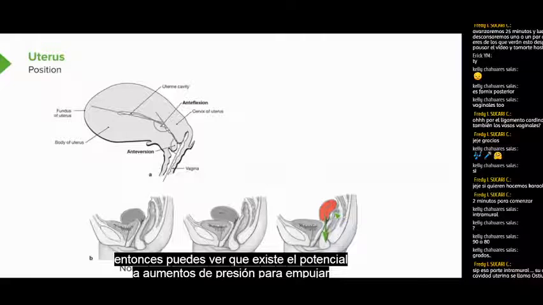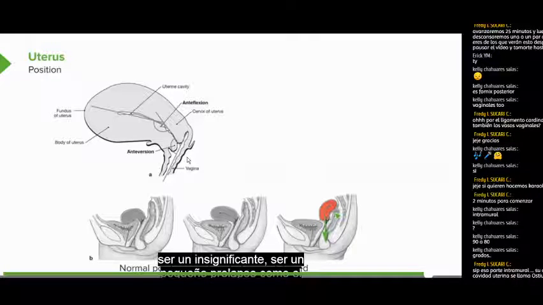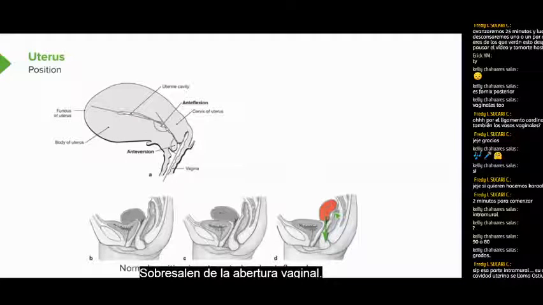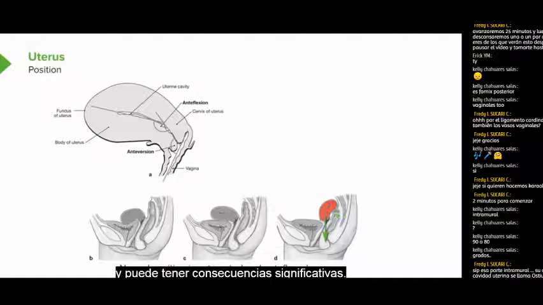in pressure to just push the uterus down through the vagina, and you could have a uterine prolapse, being insignificant, being a small prolapse as the cervix pushes more into the vagina, or being a full prolapse when the cervix may well protrude out of the vaginal opening. So the position of the uterus can be quite variable, and it can have significant consequences.